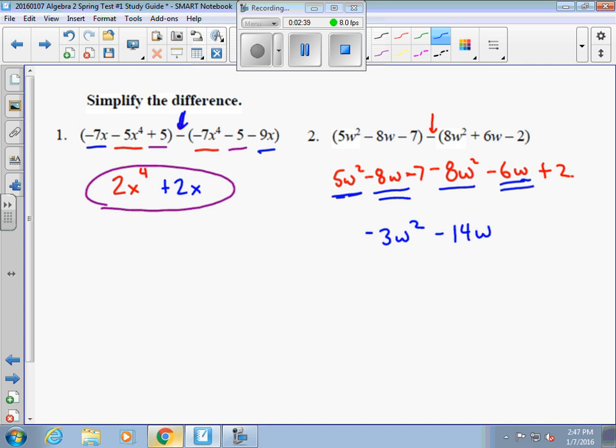And then the last one is negative 7 plus 2, positive 2. Opposite sign, subtract them. 7 and 2 is 5, and 7 is the higher absolute value. It's negative, so keep the larger sign, negative 5. Again, we can't put these together because they're not like terms. Negative 3w squared minus 14w minus 5.